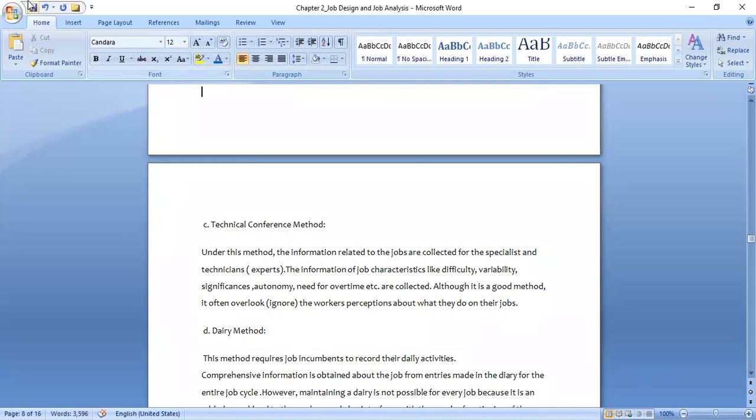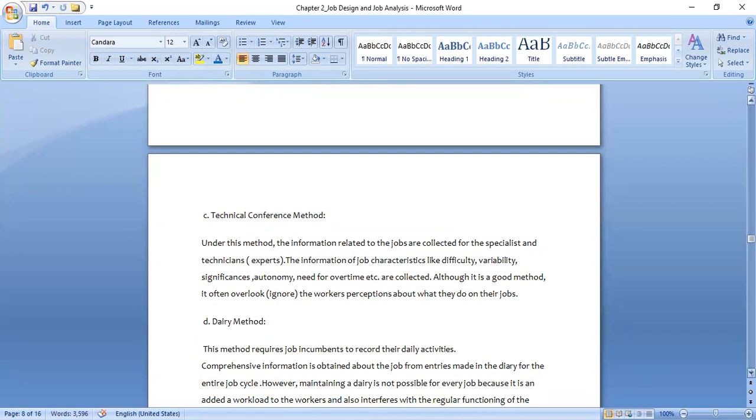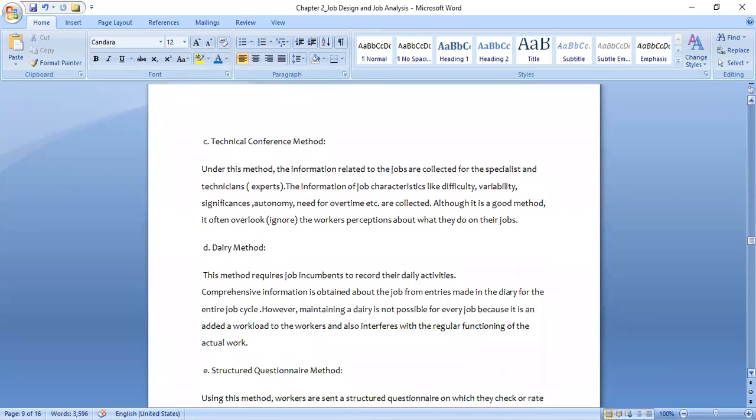Then also these human resource practitioners can collect this information by using what we call the technical conference method. With the technical conference method, the human resource practitioner is collecting information from specialists. For example, if the organization needs an accountant, the human resource specialist will go to an experienced accountant and ask them what is required in the job, and they'll get all this information for the job design. That's what we call the technical conference method.